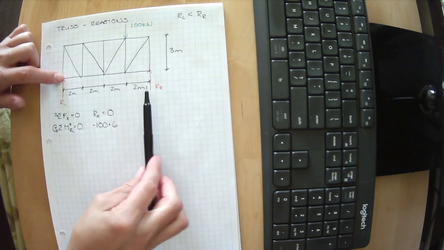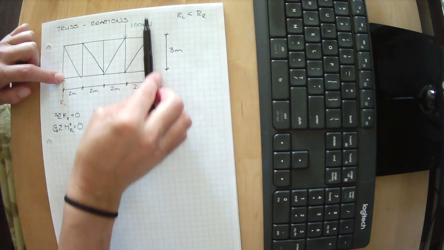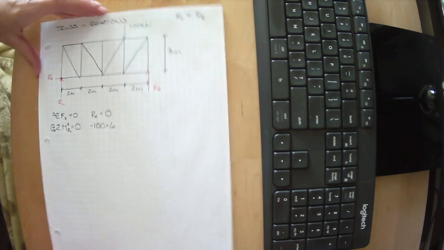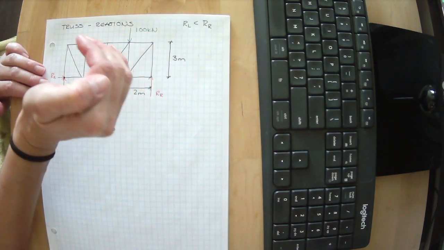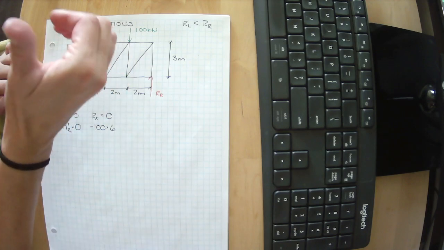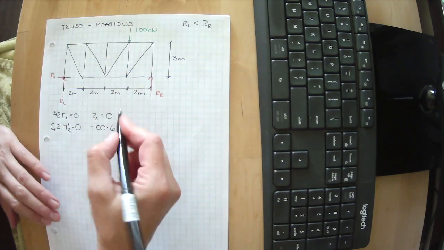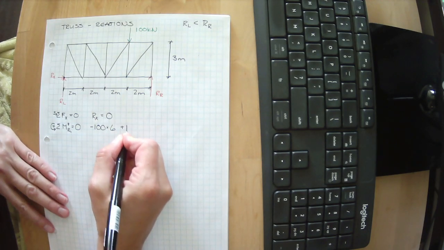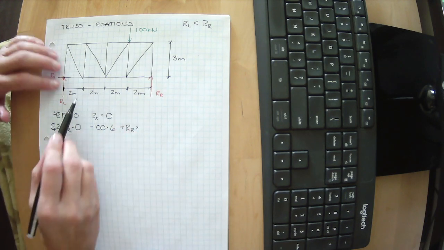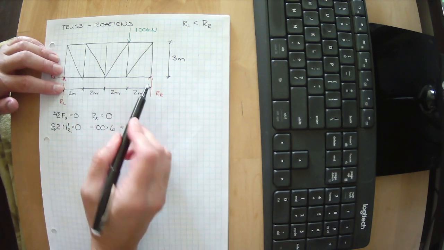We then have our RR, which is pushing in that direction. If we put our thumbtack here, it's trying to curl my paper in that direction. I can use the thumb of my right hand to tell me that since it's coming out of the page, it's a positive moment. So I have positive RR times 2, 4, 6, 8 meters.